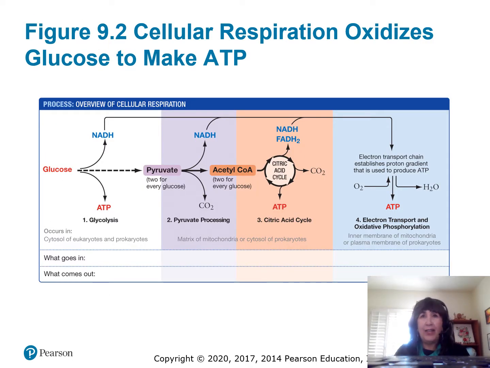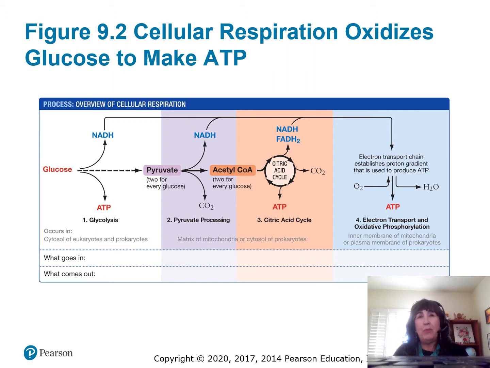I also love this slide because it's a diagram that's asking you what goes in, what comes out, and where is it happening, for each of the steps of cellular respiration. We see that glycolysis, the first step, the breaking of sugar, happens in the cytosol. Notice glucose goes in and ATP, pyruvate, and NADH come out. Really, NAD is an electron carrier, so that indicates that it's becoming reduced. How do I know that it's reduced? Because it has an H at the end of NAD. So I know that it's reduced and it's carrying electrons.